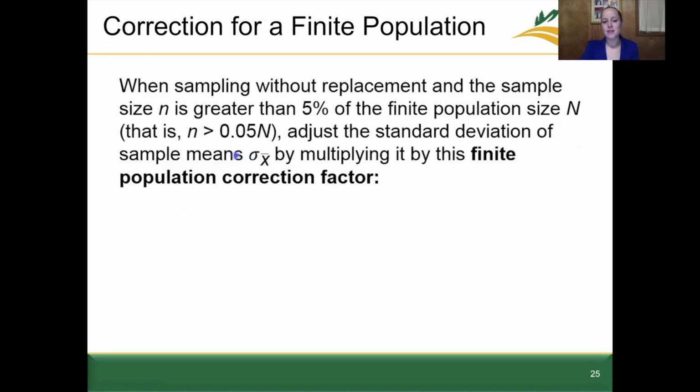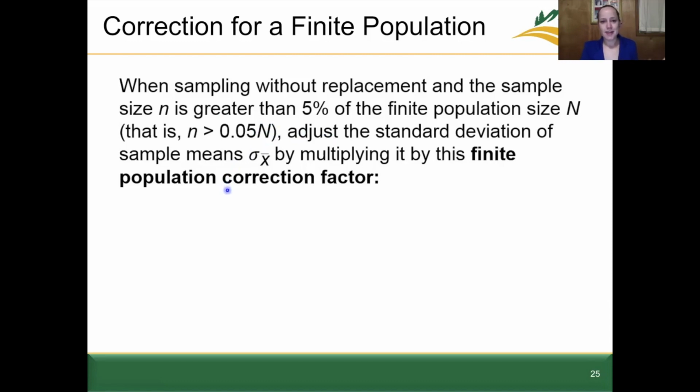The only time we need to use this different version of sigma sub x bar is when we're sampling without replacement and the sample size n is greater than 5% of the finite population size, or capital N. In other words, if we took 5% of the number of subjects or trials in our whole population, capital N, and our sample, lowercase n, is greater than that, then we need to use what's called a finite population correction factor.